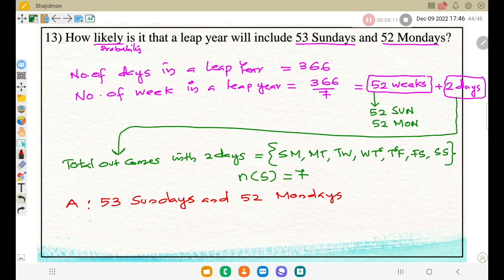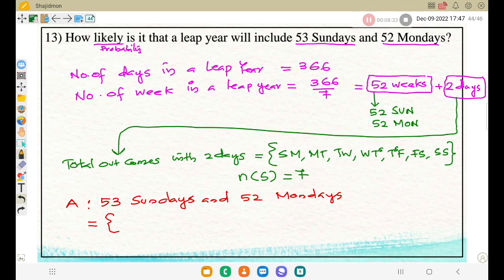Okay, so what is the possibility we will take from that? What are the outcomes favorable to this event? 53 Sundays: Sunday, one more Sunday we need to increase, but Monday should not increase. Monday by default 52 is there. So what outcomes are we taking from here? You can think about that one. What outcome do we need to take, correct?